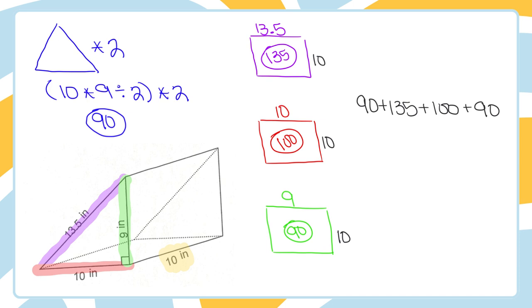Who's got us a completed surface area? Liza? 325 inches squared. 325? Wait a minute. I think you forgot your triangles. Oh yeah. Give her a chance to. 415. 415 inches squared. Good.